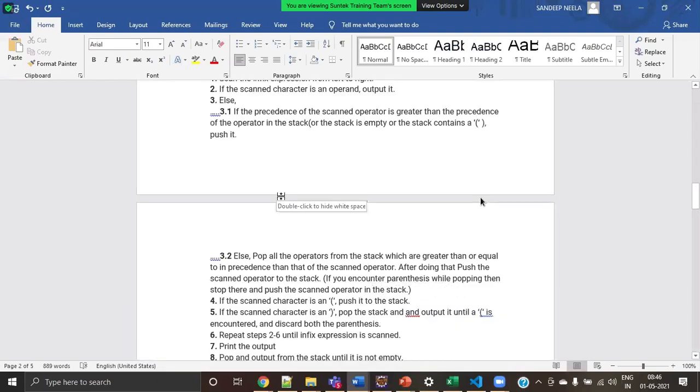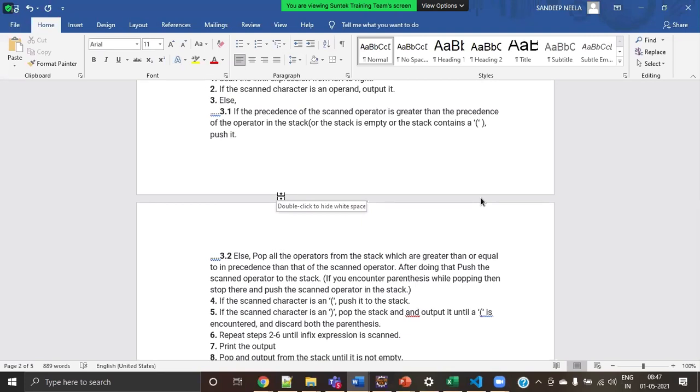So like that, if the precedence of the scanned operator is greater than the precedence of the operator in the stack, push it. Okay, if it is greater, push it. Else pop all the operators from the stack which are greater than or equal to its precedence than that of the scanned operator. After doing that, push the scanned operator to the stack. That's what we did. When it comes to star, it is greater than the plus, so we directly pushed it. In the reverse order, when star is already in the stack and we are coming to push the plus, we popped out the star since it is greater than that one.